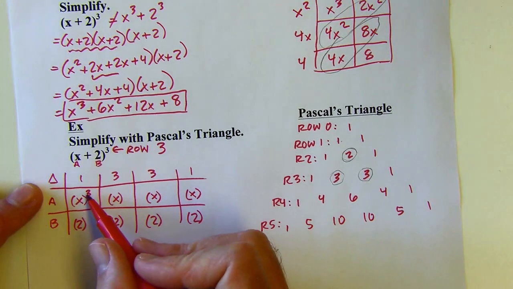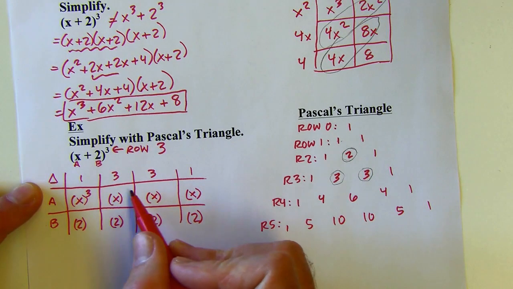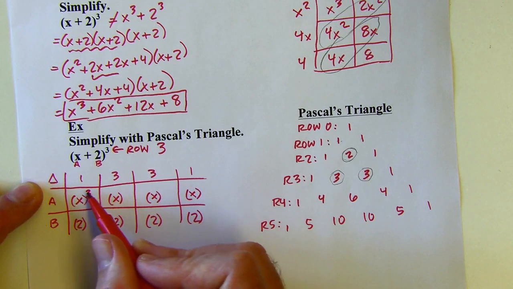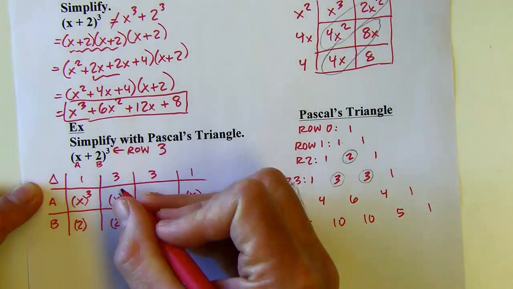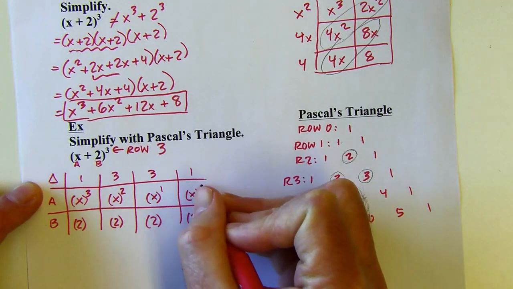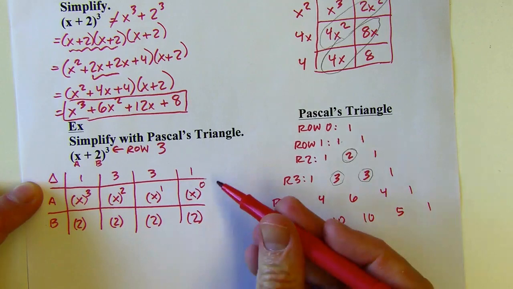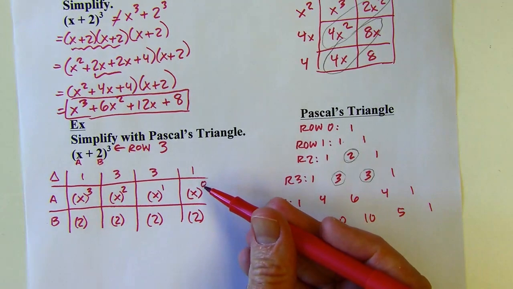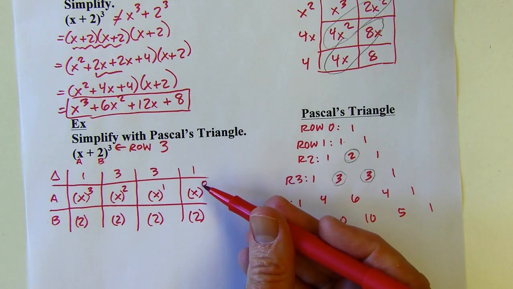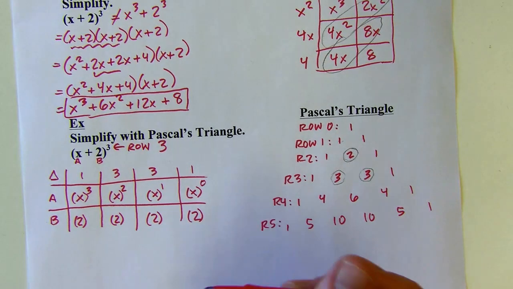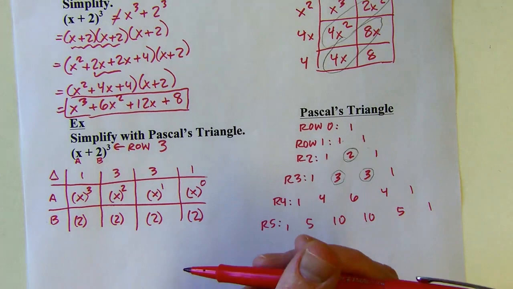So this is a 3, and after that, I'm just going to work my way down from 3. So I'm going to subtract 1. I'll go 3, 2, 1 until I get to 0, and you should end up at 0 on the last one. If you didn't end up at 0, then you used the wrong row from Pascal's triangle, and that's going to ruin your answer. Okay.